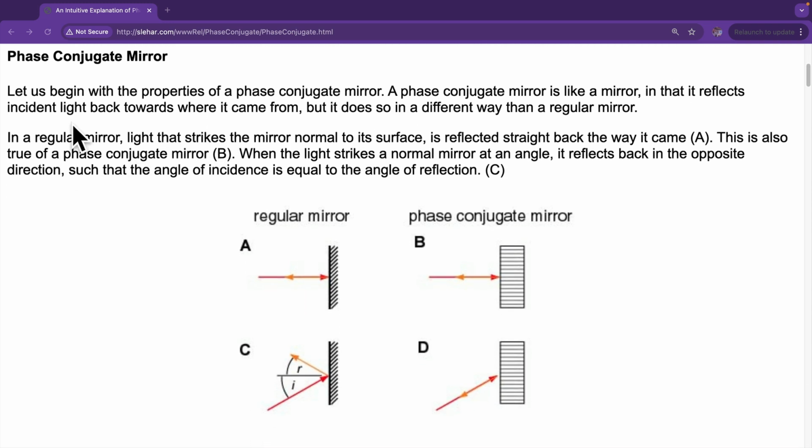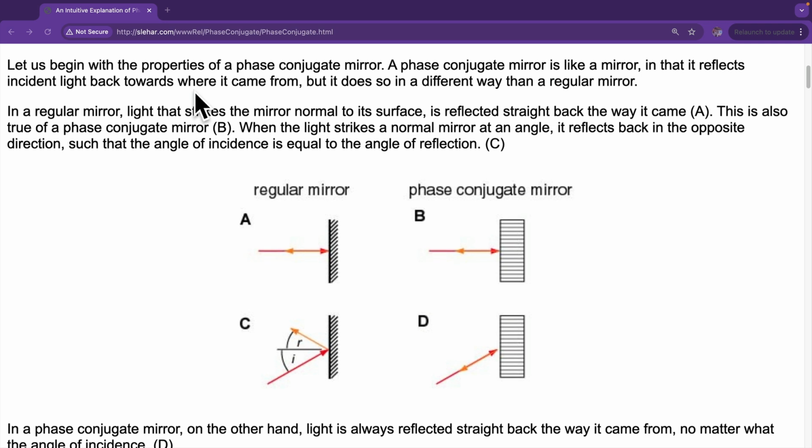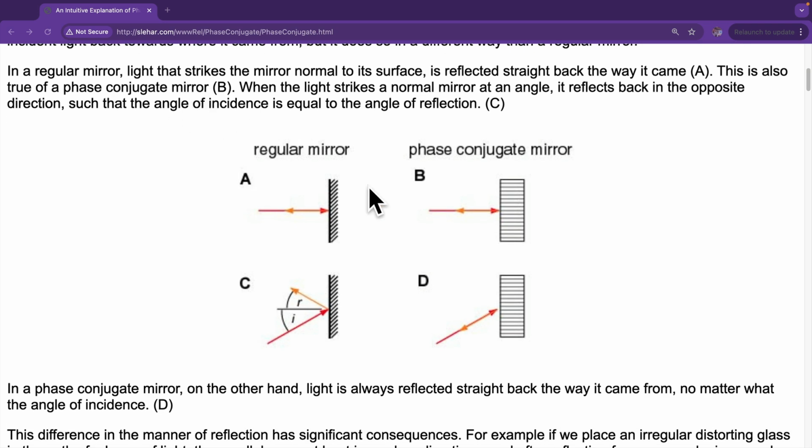Let's begin with the properties of a phase conjugate mirror. A phase conjugate mirror is like a mirror in that it reflects incident light back towards where it came from, but it does so in a different way than a regular mirror. In a regular mirror, light that strikes the mirror normal to its surface is reflected straight back the way it came. This is also true of a phase conjugate mirror.